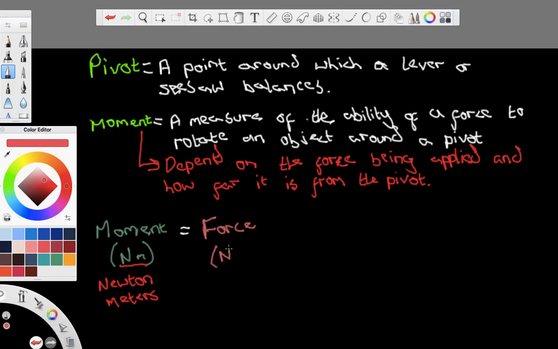We did speak about this a few weeks ago in lesson. Times the distance from the pivot. Now, distance from the pivot is measured in meters, okay? So a moment is equal to the force times the distance. The moment is measured in Newton meters, force is measured in newtons, while distance is measured in meters.